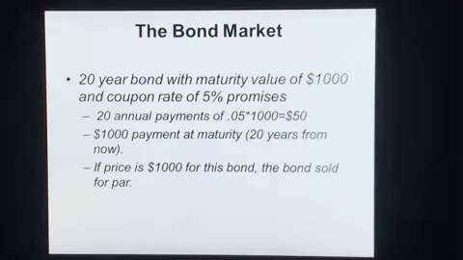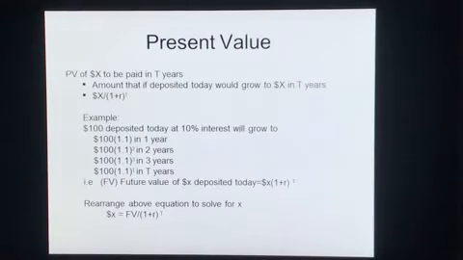It means the investor in this bond will receive two kinds of payments: first of all, annual interest payments, and the face value at the end of the maturity time period. If the issuing price of the bond is exactly $1,000, it means the bond is issued at par value. Par value means face value.